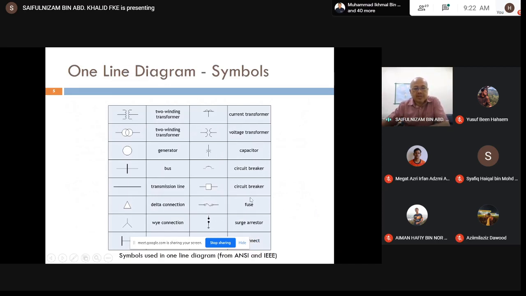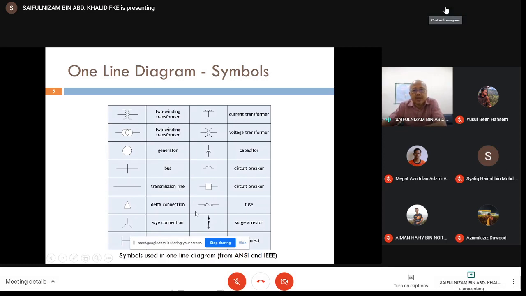And this is an example of the one line diagram. This is a two winding transformer with different symbols, and the generator symbol, and the rectangular block is for the circuit breaker. This is the delta star connection of the generator and transformer connection. The neutral earthing also can be shown in the one line diagram.